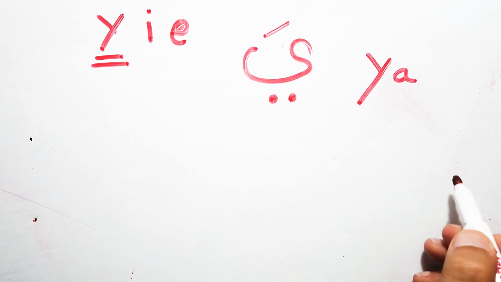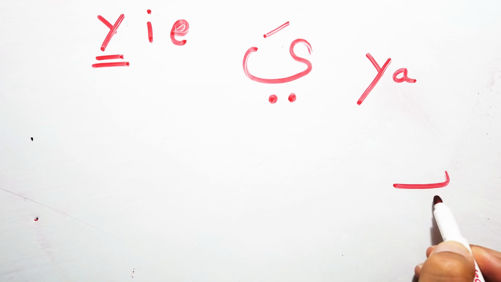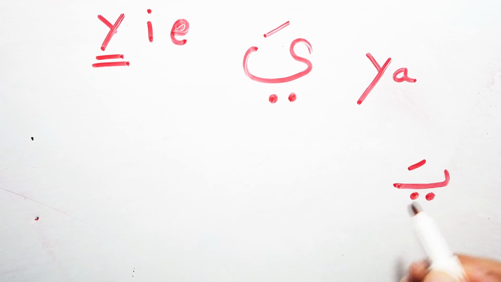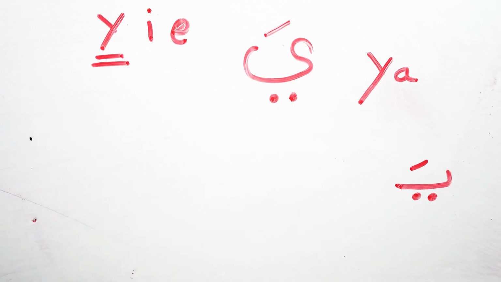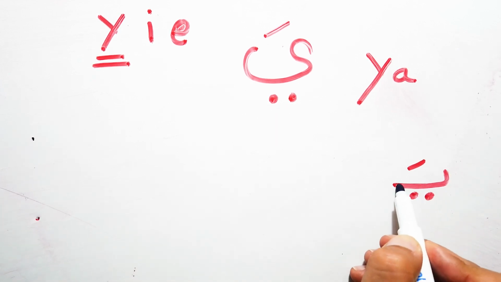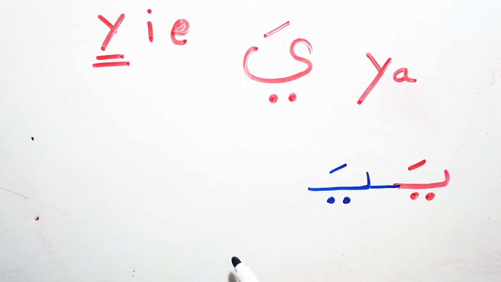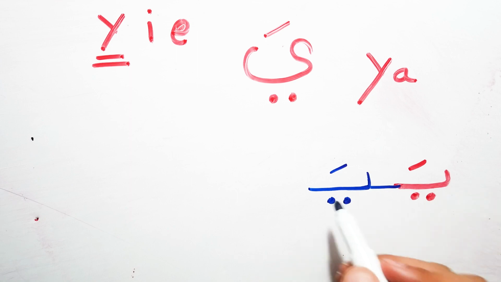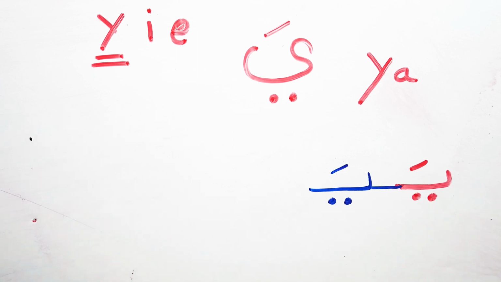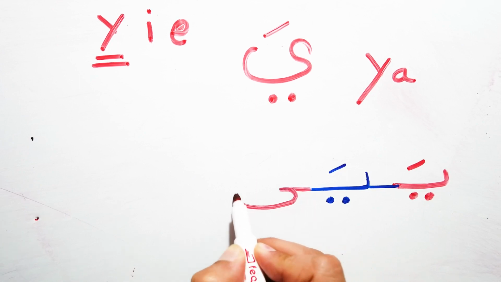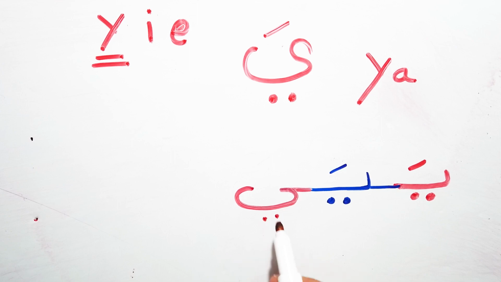Ya in the beginning of the word is like this. You see, the shape is different. Ya in the middle of the word. Ya, ya, ya, ya. Ya in the end of the word. Ya, ya, ya, ya.